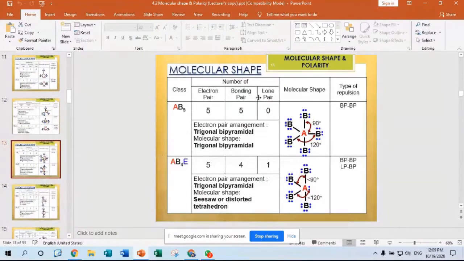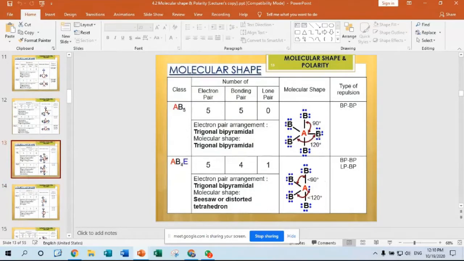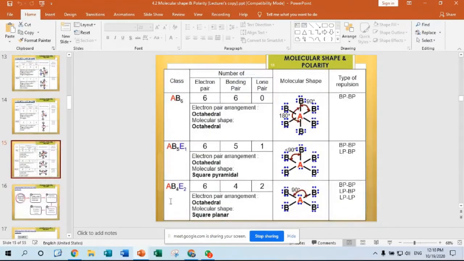If there are 5, it's trigonal bipyramidal. 1 lone pair becomes seesaw. If 2 lone pairs, AB3E2, T shape. AB2E3, linear. This is the linear shape, this is the T shape. When we assign the shape, we check for the molecular shape. This is like a T, this is linear. Just now, this is trigonal bipyramidal, and this one square planar; seesaw, also called distorted tetrahedron. If there are 6, octahedral; 1 lone pair, square pyramidal; 2 lone pairs, square planar.